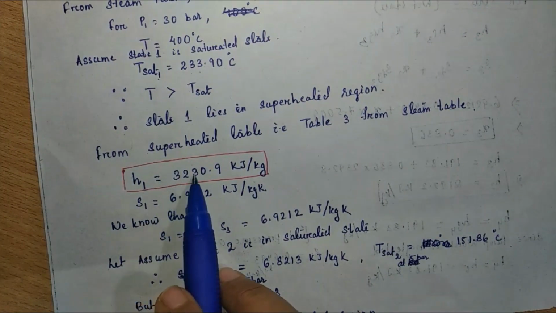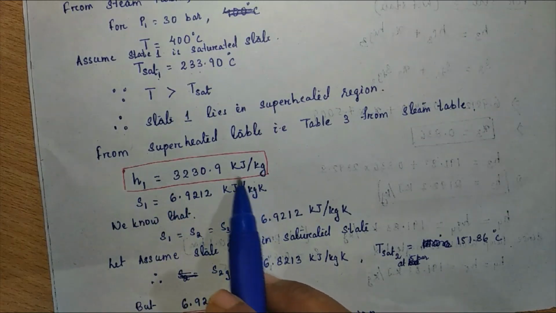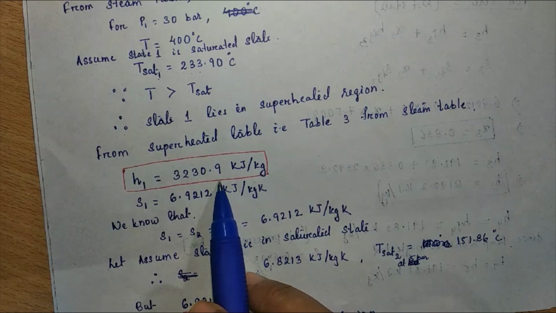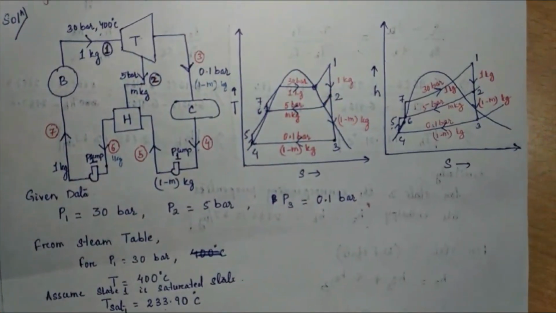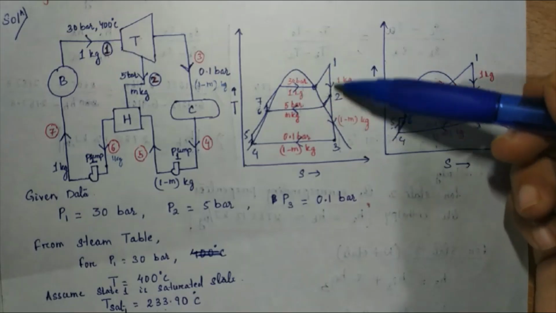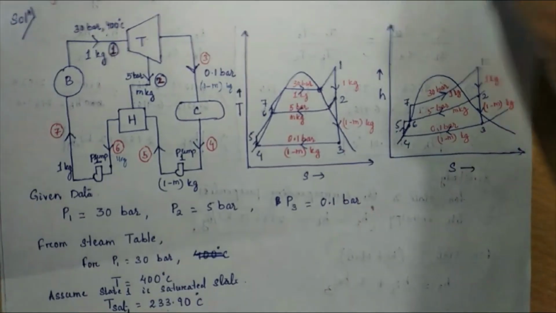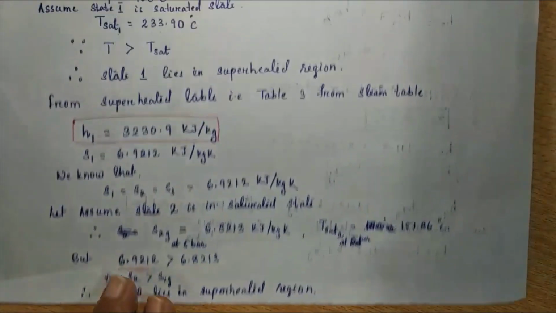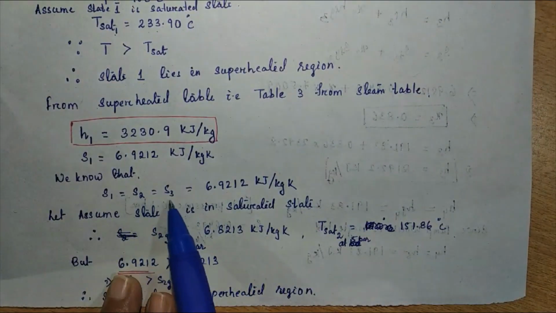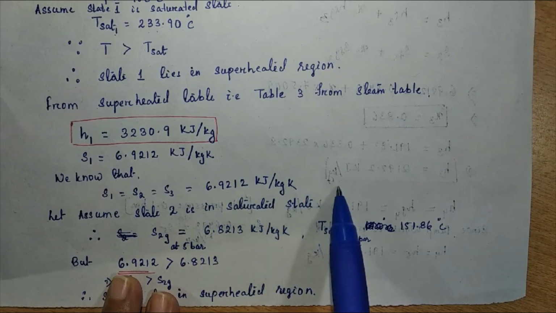Enthalpy is 3230.9 and entropy is 6.9212 kilojoule per kg Kelvin. This value we get from the steam table. Now see, from this TS diagram, it is a constant entropy line. It means we can say S1 is equal to S2 is equal to S3. So here I consider S1 equal to S2 equal to S3 equal to 6.9212 kilojoule per kg Kelvin.